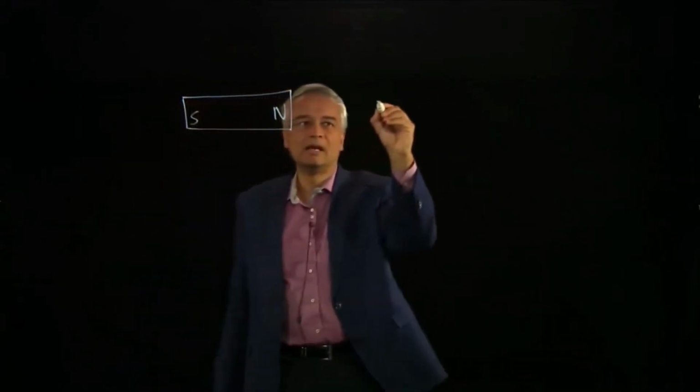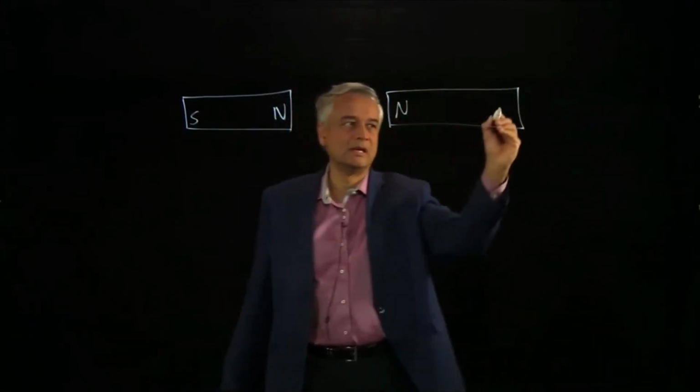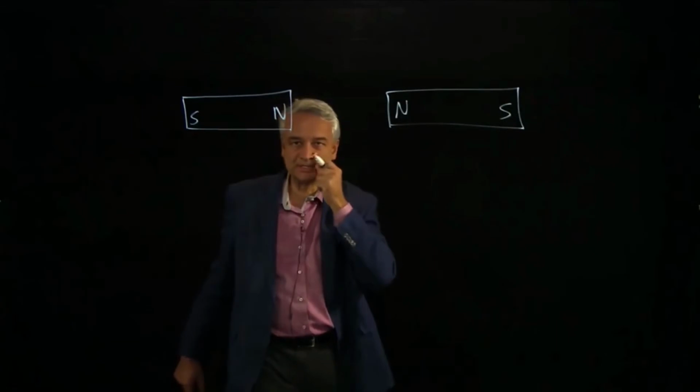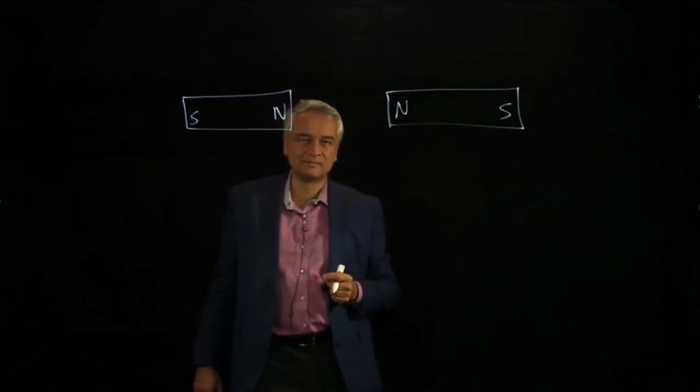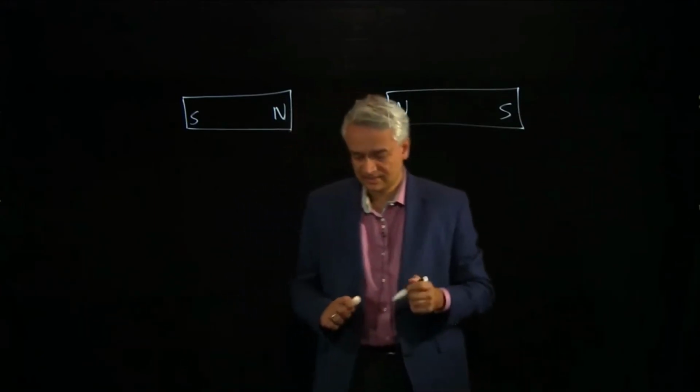So you have seen since high school, maybe even since elementary school, that when you have two bar magnets, if I have a bar magnet here with a north pole and a south pole, and then I have another bar magnet here with a north pole and a south pole, when the two north poles are towards each other, they repel each other. And if it's a north next to a south, they attract each other. You've seen this since high school.